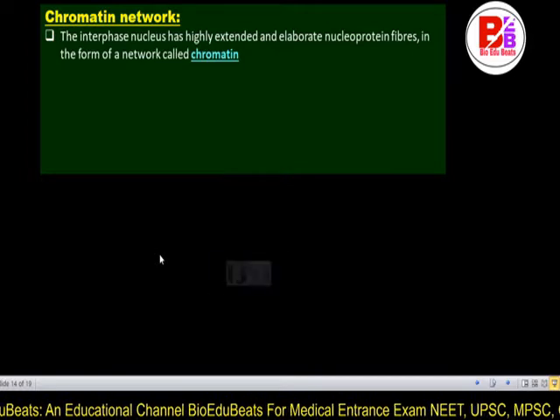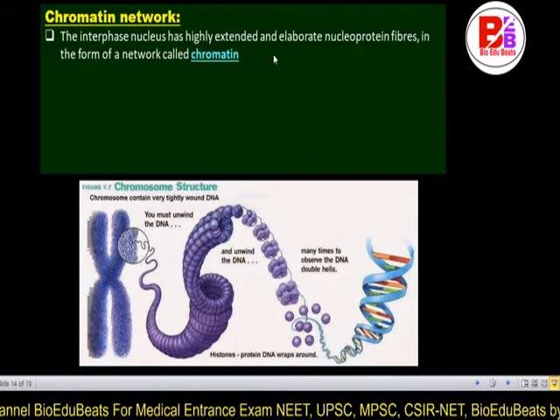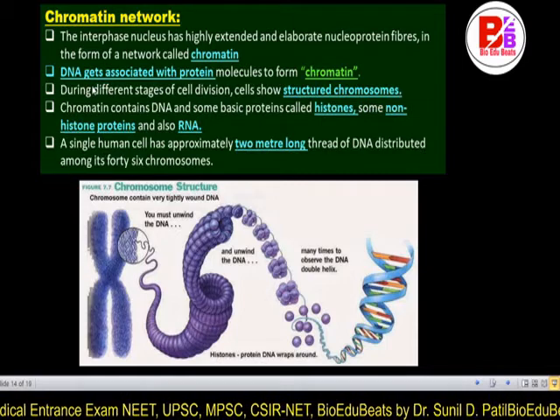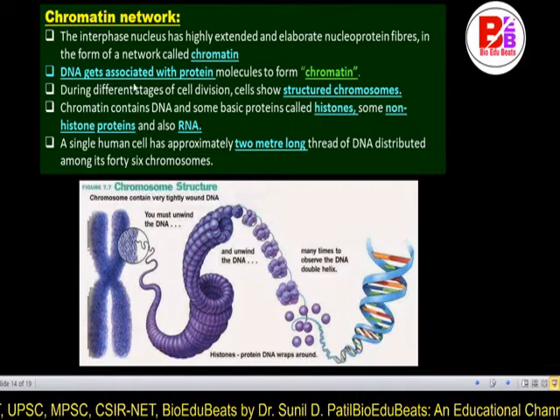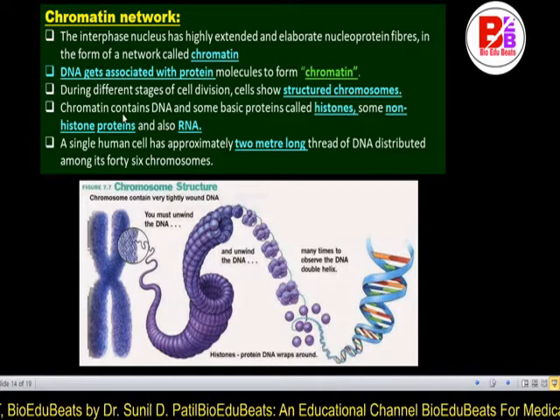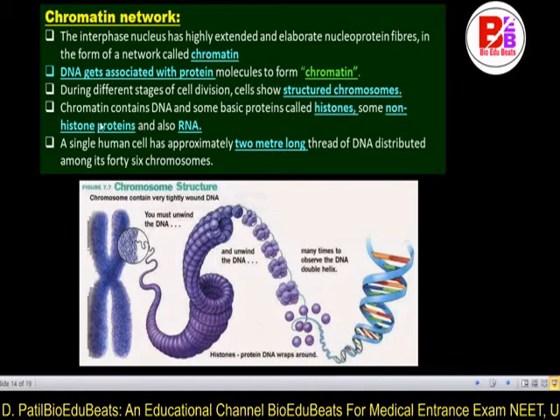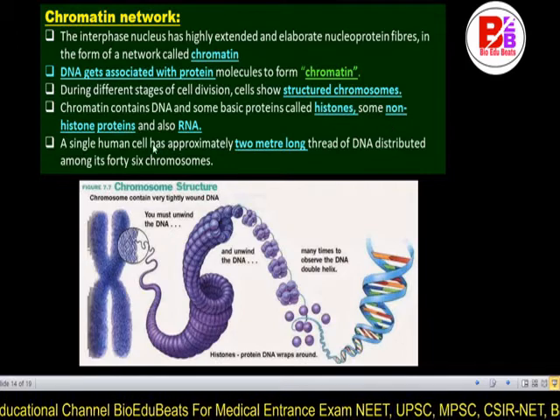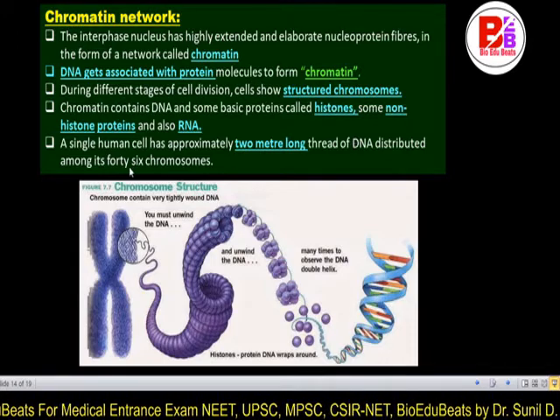Then about the chromatin network, the interphase nucleus has highly extended and elaborate nucleoprotein fibers that form the network of chromatin. DNA gets associated with protein molecules to form chromatin. DNA plus the protein, they form the chromatin. During different stages of cell division, the cell shows structured chromosomes. The chromatin contains DNA and some basic proteins called histones, non-histone proteins, and also RNA. So DNA plus histones, or histone proteins.